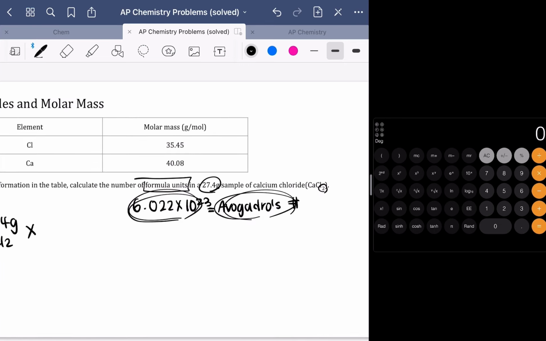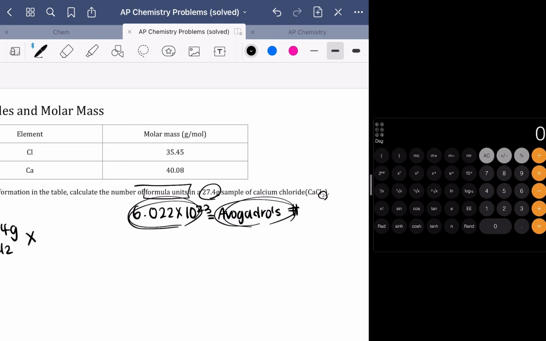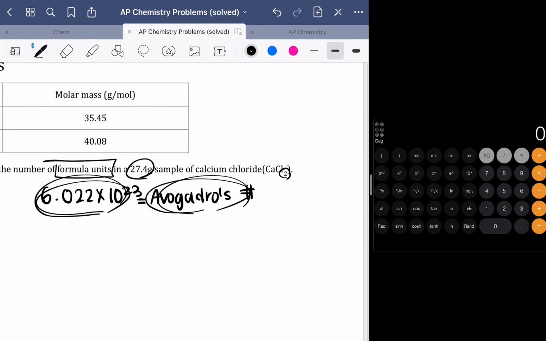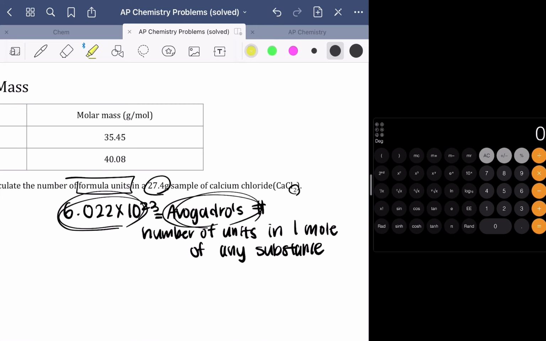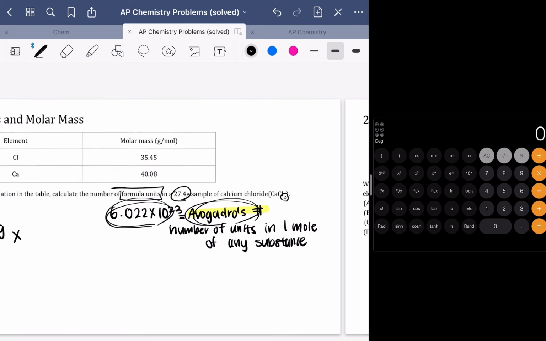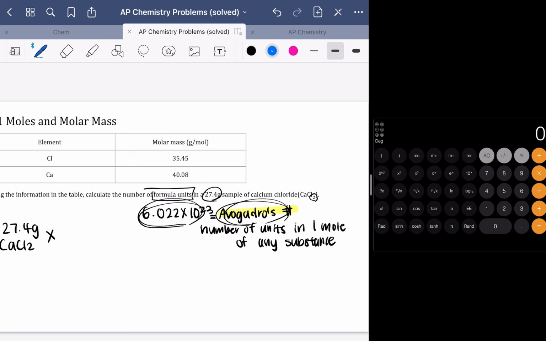And so Avogadro's number is the number of units in 1 mole of any substance. Since this problem asks for formula units, we need to use this number.